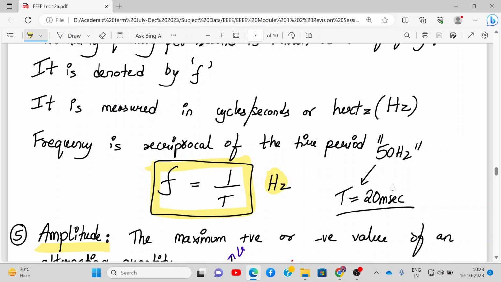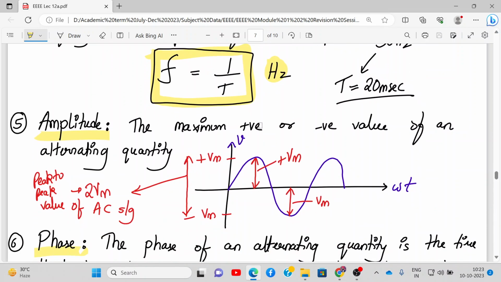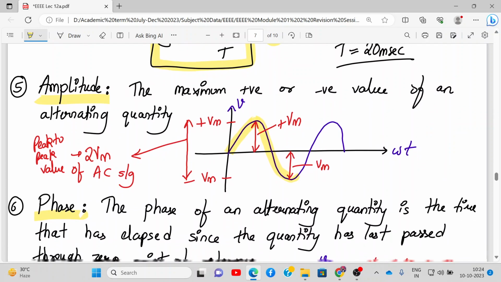Next we go to amplitude, the maximum positive or negative value of an alternating quantity. So let's say the AC quantity starts from 0 and reaches a maximum value Vm. It reaches from plus Vm to minus Vm, the most positive to the most negative part. So the amplitude of this signal is plus Vm for the positive part, minus Vm for the negative cycle, and the total peak to peak value will be twice Vm. So this is plus Vm, this is minus Vm, and that's the amplitude.